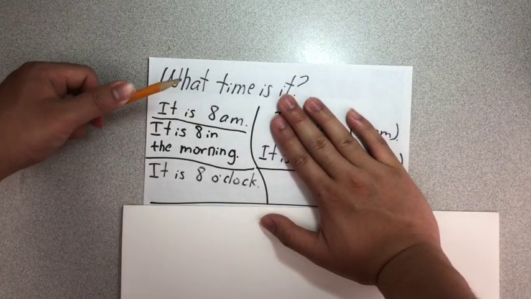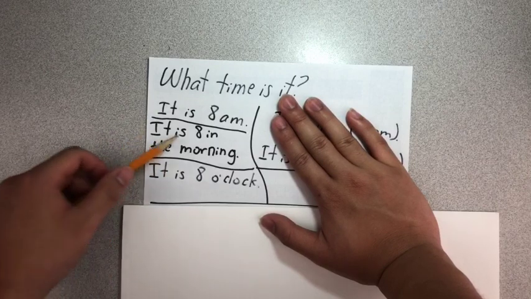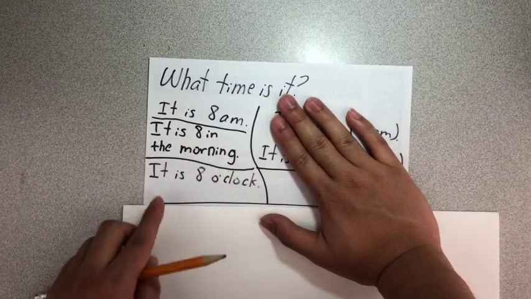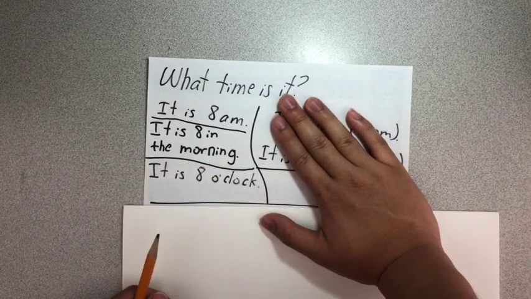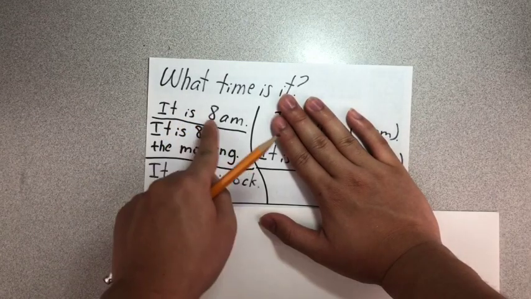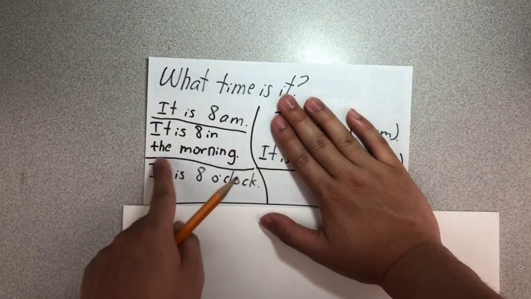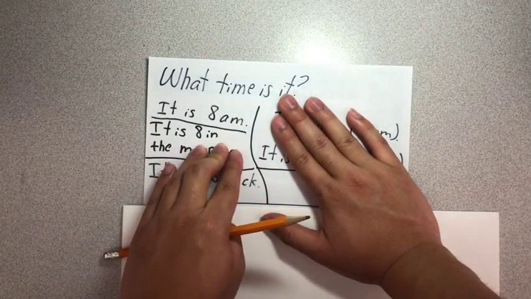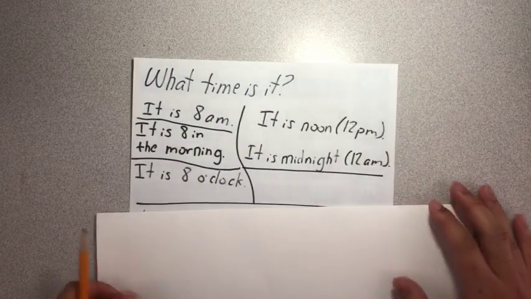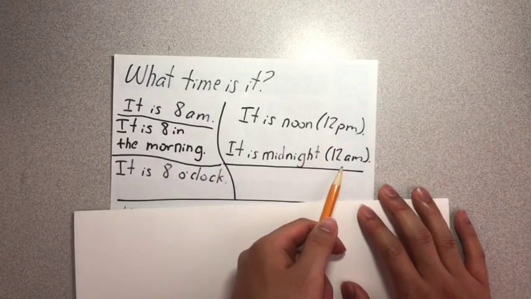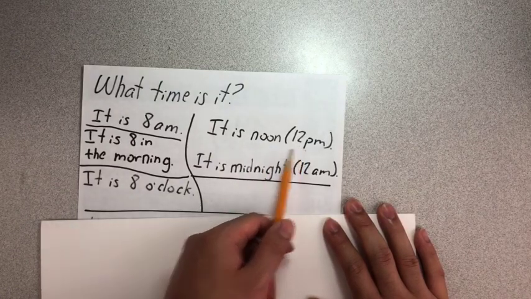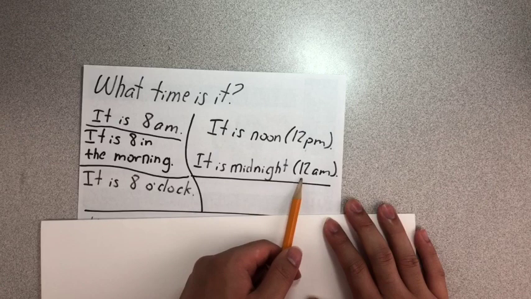If we say p.m., let's say it is 2 p.m., it is 2 in the afternoon. It is 2 o'clock. If we say 7 p.m., it is 7 in the evening. It is 7 o'clock. And then we have 12 p.m. and 12 a.m. It is noon. It is 12 p.m. It is midnight. At night, it is 12 a.m.